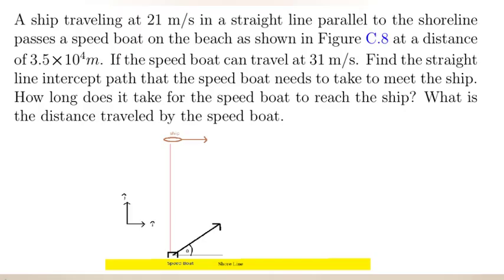A ship traveling at 21 meters per second in a straight line parallel to the shoreline passes a speedboat on the beach as shown in figure C8, at a distance of 3.5 times 10 to the 4 meters. If the speedboat can travel at 31 meters per second, find the straight line intercept path that the speedboat needs to take to meet the ship. How long does it take for the speedboat to reach the ship? What is the distance traveled by the speedboat?